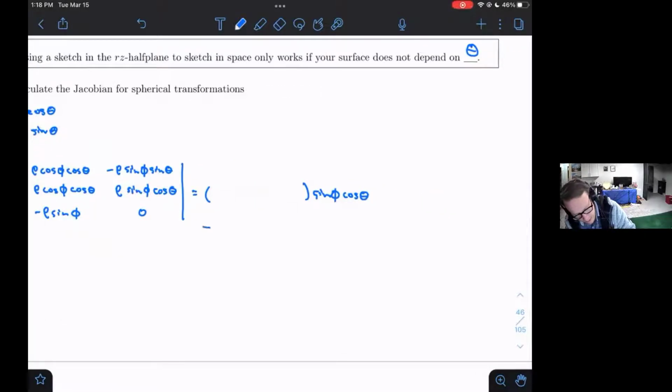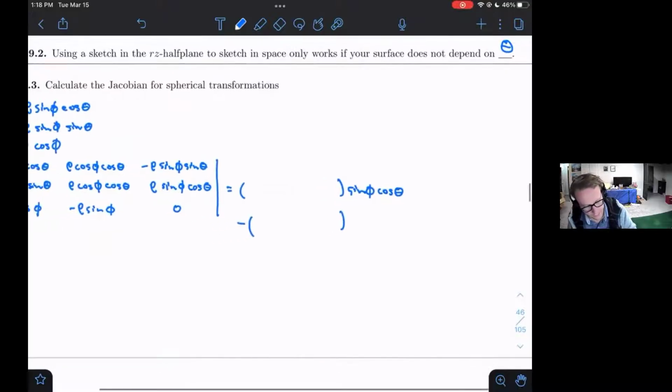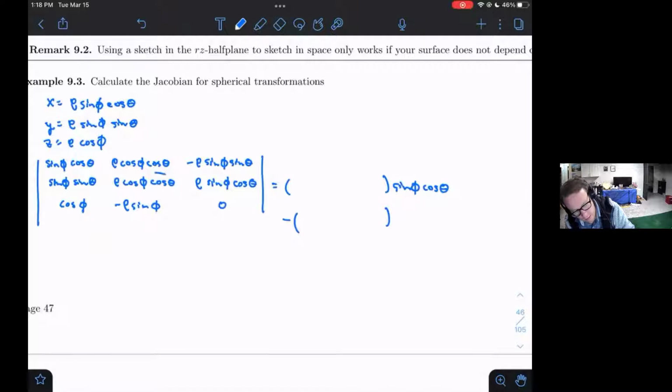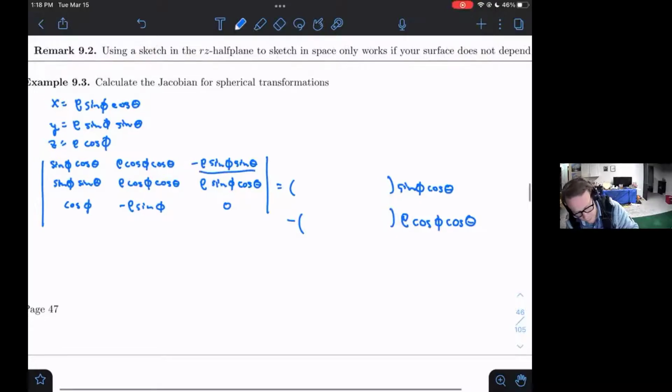In fact, just because this is so long, I'm going to start a new line there. And the next one is going to be rho cosine phi cosine theta. And then finally, there's another minus sign, so I'll put that up front here. And this is going to be rho sine phi sine theta.